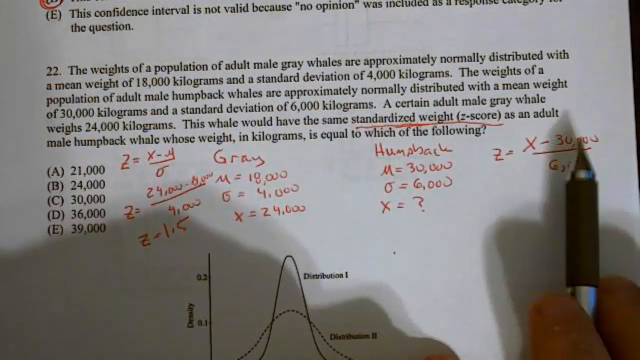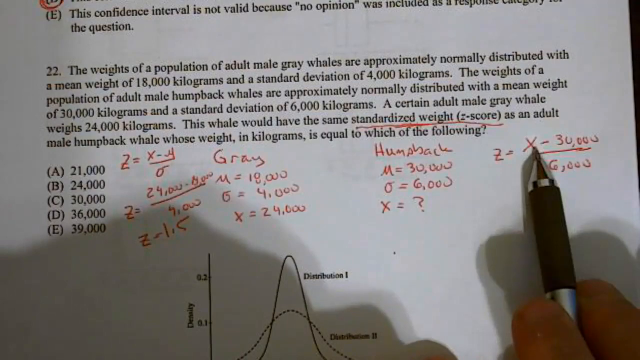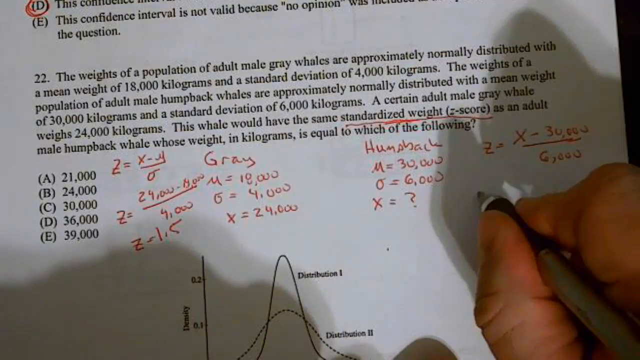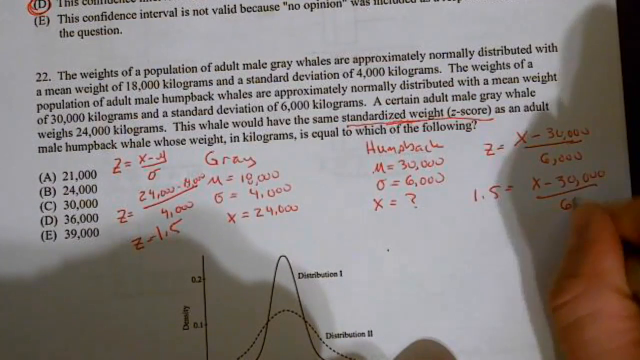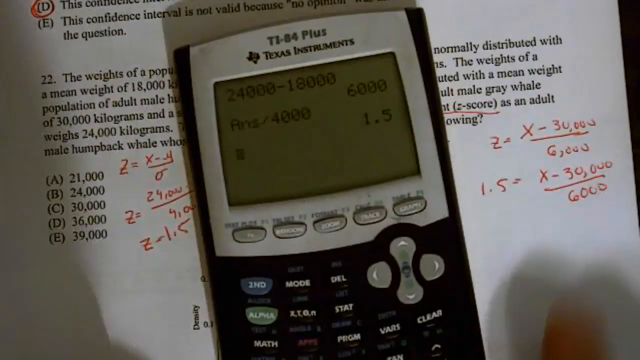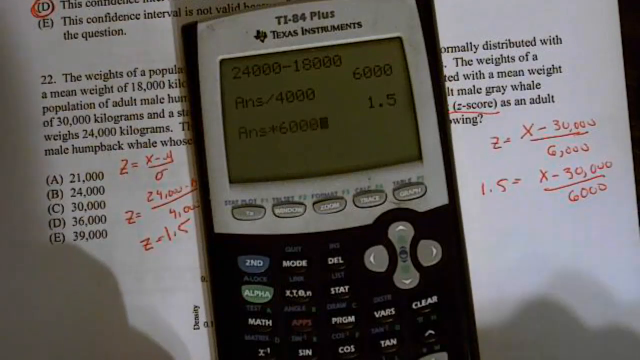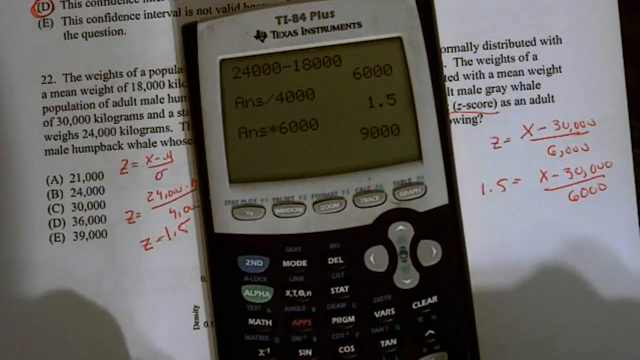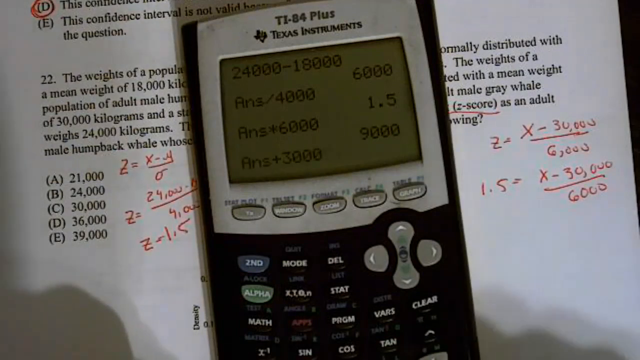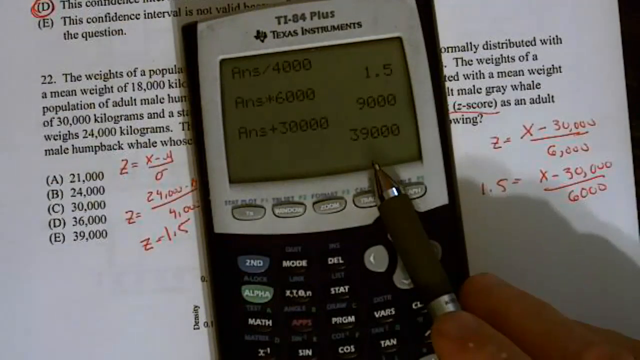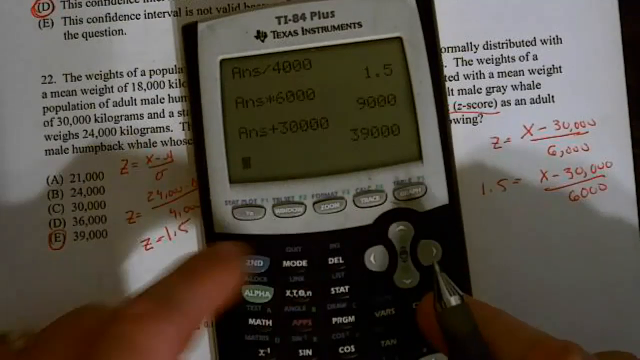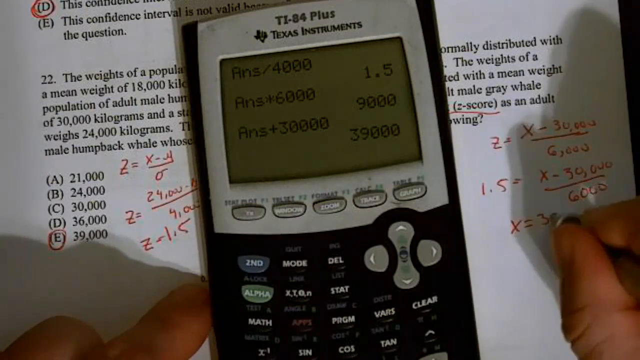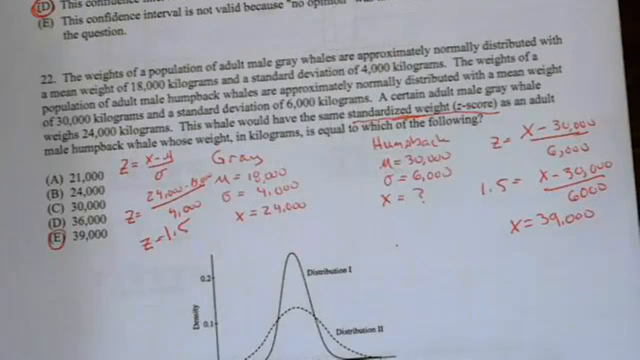Well, over here, I plugged in what I know. What I don't know is z and x. But it said it has the same z-score, so I can go 1.5 equals x minus 30,000 over 6,000. So if I multiply times 6,000, and then come back and add the 30,000, now if I did everything right, I should end up with E being 39,000 for number 22. So x equals 39,000. All right. Next problem.